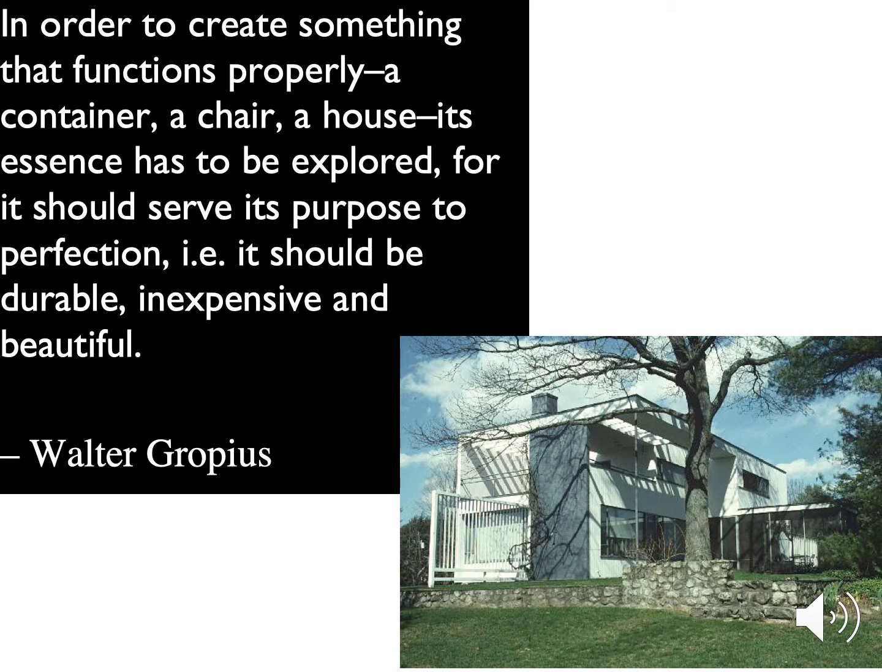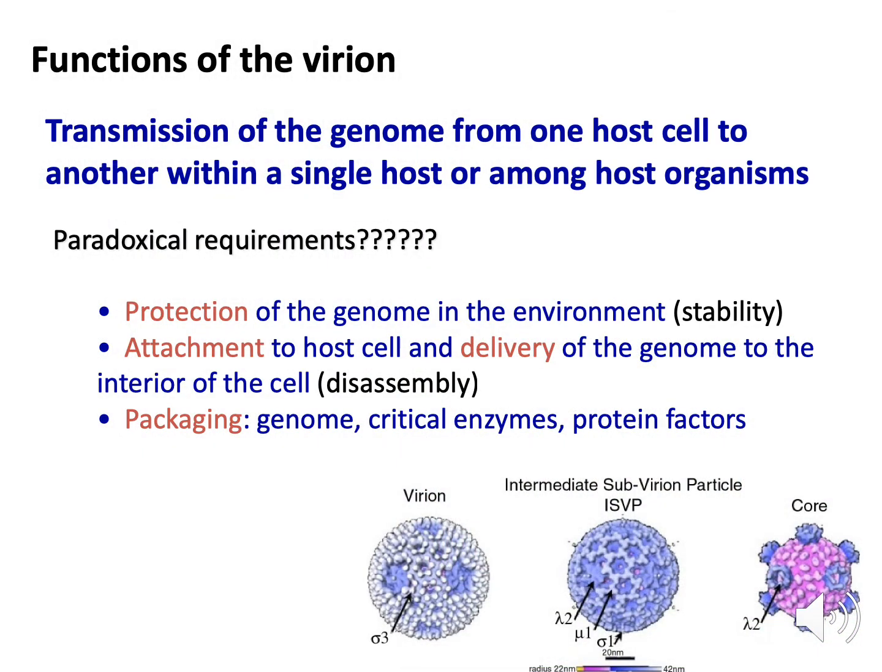All right, so now we're going to talk about viral structure and look at some pictures of beautiful viruses. Negative strand, single-stranded RNA viruses like rabies. Okay, so let's talk about the functions of the virion particle, the structure. Virion particles are responsible for transmitting the genome within them from one host cell to another, either within a single host as the infection spreads from the initially infected cell, or among host organisms as the virus is transmitted. And so that presents some paradoxical requirements that are interesting.